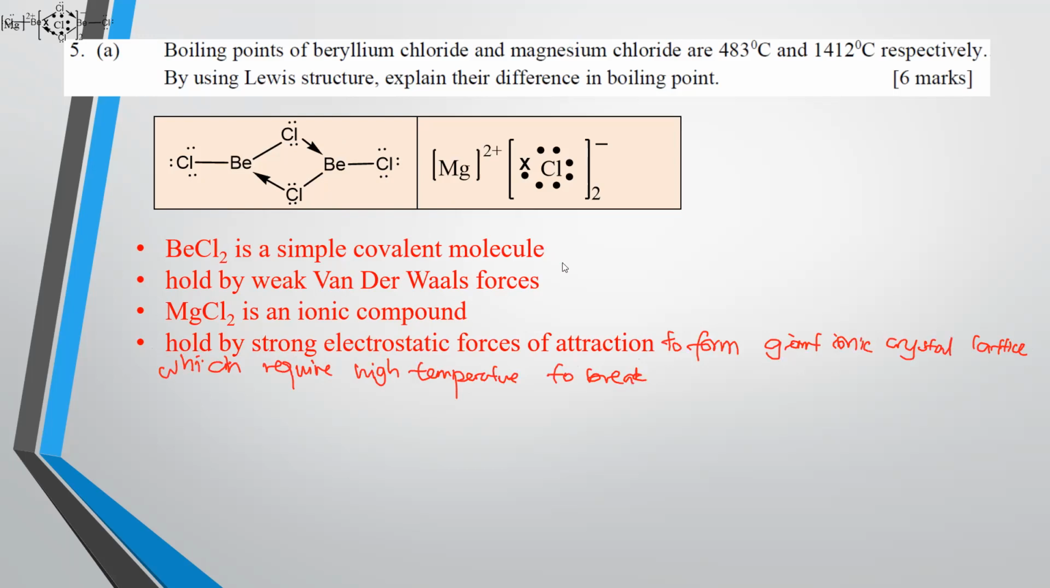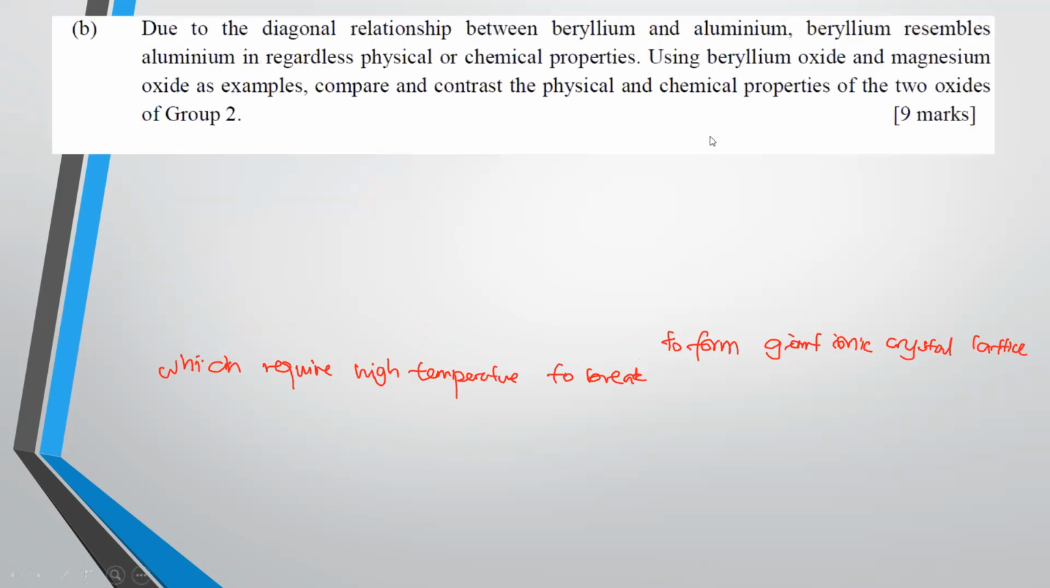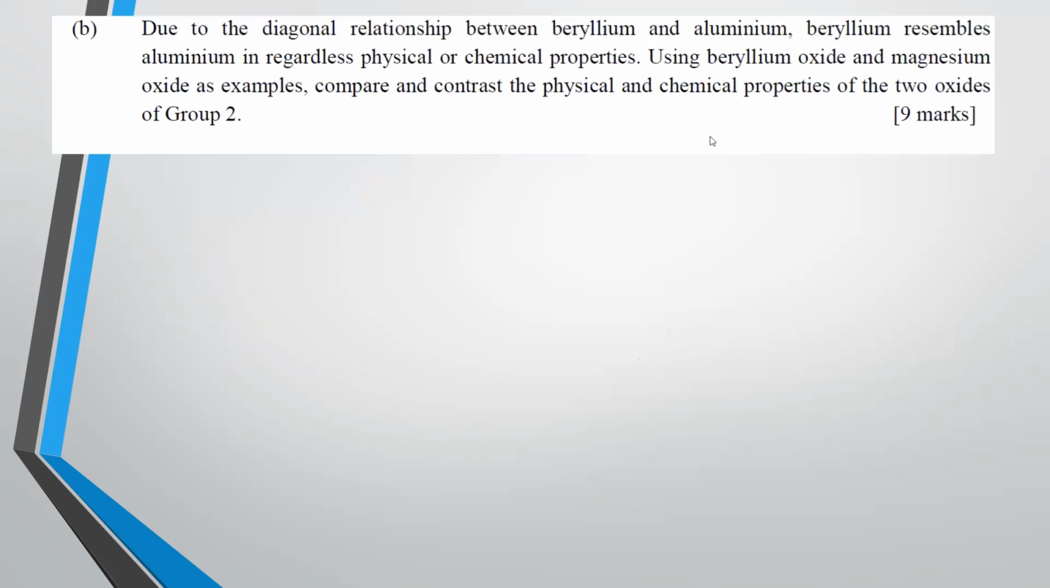Okay, immediately it goes to 5B. Due to the diagonal relationship between beryllium and aluminium, beryllium resembles aluminium regardless of physical or chemical properties. Using beryllium oxide and magnesium oxide as examples, compare and contrast the physical and chemical properties of the two oxides here. So of course you have to mention that beryllium oxide has a higher melting point than magnesium oxide. Okay? No, the other way around. Lower. It is supposed to be lower.